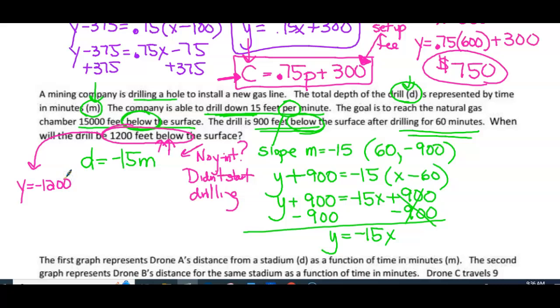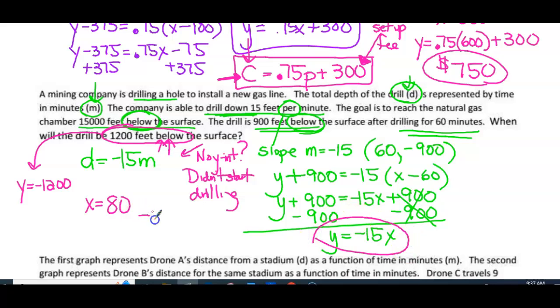Go to your calculator, go to y equals, clear out the old one. We have y equals negative 15x. Now you're going to put that in. You're going to go to your table, second graph. So you need to scroll till you see y is negative 1,200. And you should scroll until you see x equals 80.